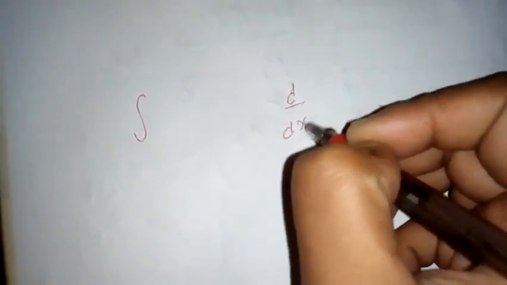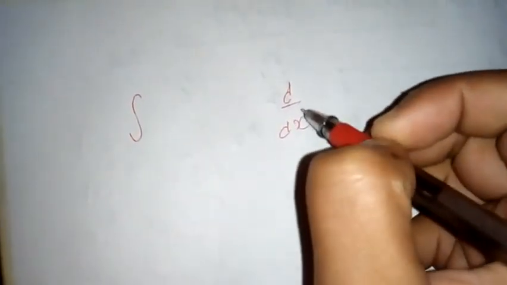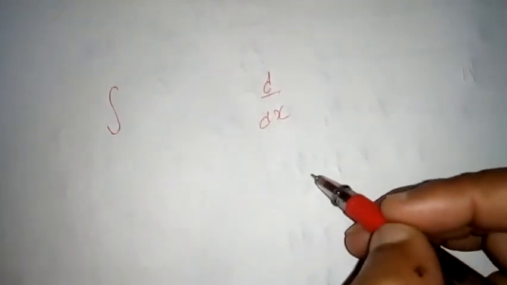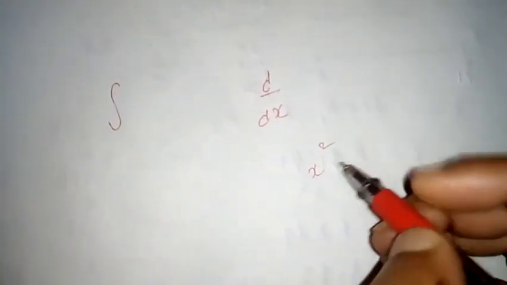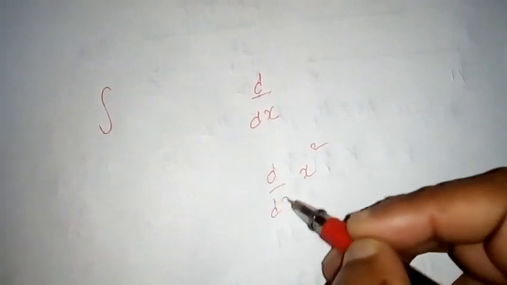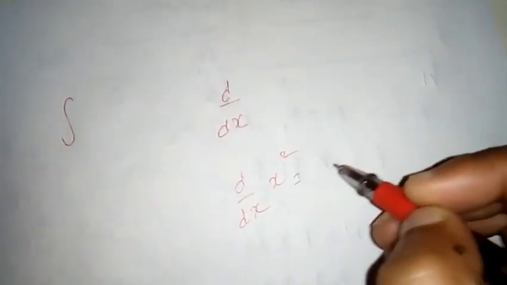Before I directly jump to the topic electric potential energy, let me tell you something about integration and differentiation. This is for those who do not know what integration and differentiation are about. I have some quantity x square. If I differentiate it with respect to x, how much does it become?